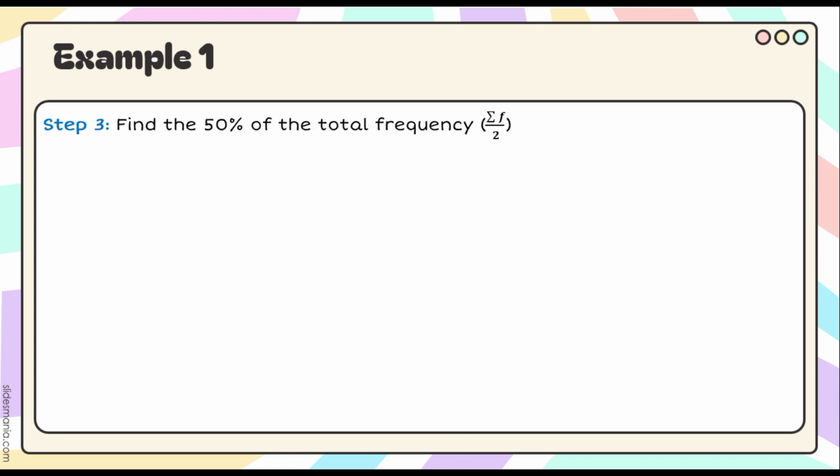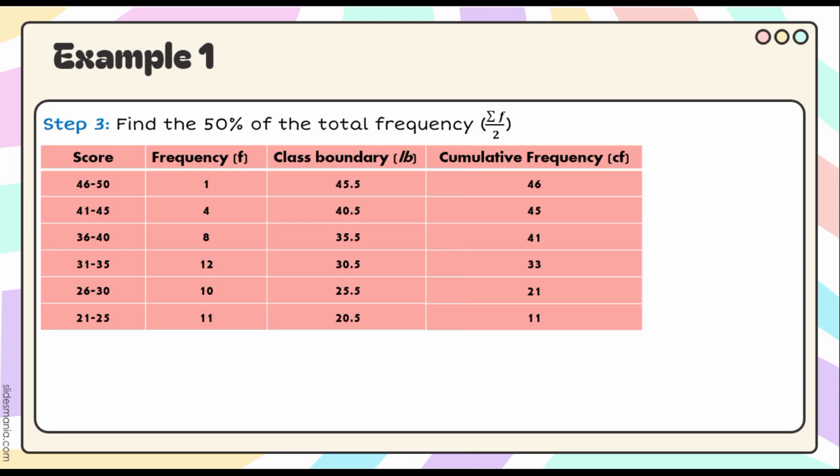Okay, for the third step in solving for the median of group data, we find 50% of the total frequency. So we have this formula, summation of f divided by 2. Here in our table, we simply add all the frequencies we have. So 1 plus 4 plus 8 plus 12 plus 10 plus 11. If we add all these numbers, it will result in 46.